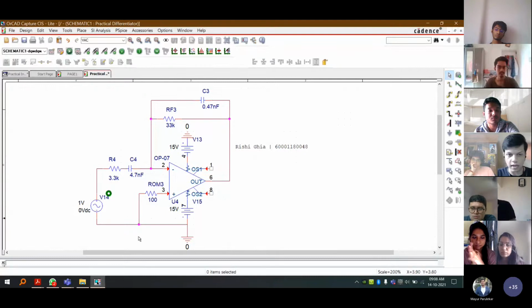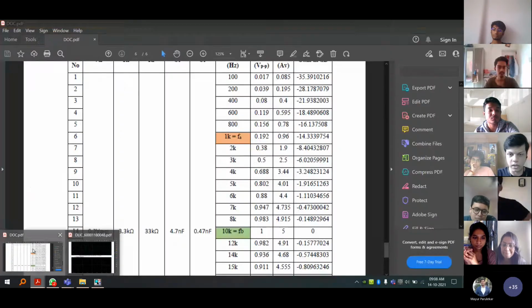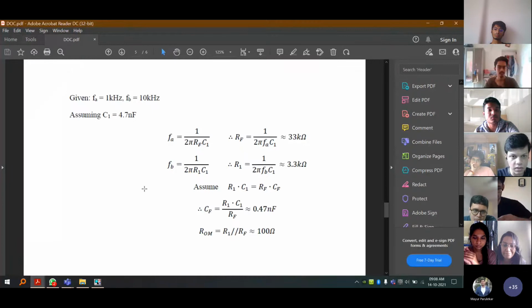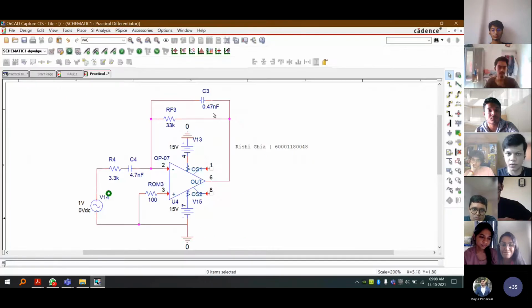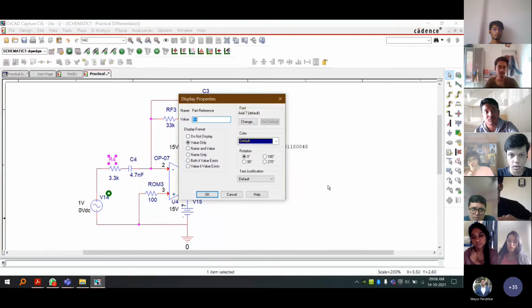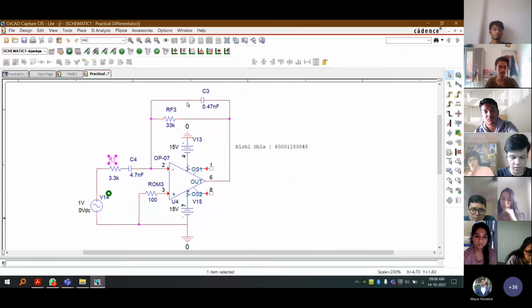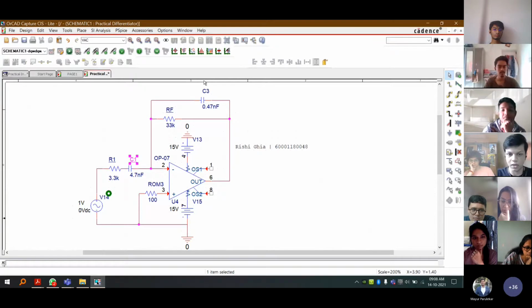Okay, now to take a look at the calculations behind these values, we can just take a look here. I believe this is my differentiator. Yes, it is. So these are the calculations. It's pretty standard. You have to follow the formulas. It's already been covered in the first half of the practical. So this is what we'll be using. Our capacitors will be 4.7 and 0.47 nanofarads, and our resistors will be, I'll just name them, R1, RF, and let's just name this for now. These are our values. Everything else stays pretty much the same. Your input, your DC biasing, your ROM, and your voltage source.